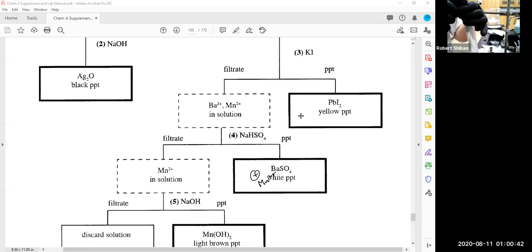Okay, this was not an exciting unknown. This unknown came out negative for manganese also. So this unknown only consisted of silver ions and nitrate. So this unknown was just silver nitrate solution. That was it. So that wasn't very exciting, unfortunately. And so that was unknown A.